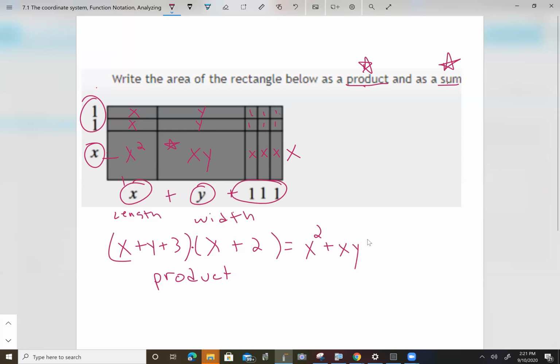Now I have how many of the x tiles? 1, 2, 3, 4, 5. So I have 5 of the x's. I have 2 of the y's. And I have 6 of the ones. So that is how you write the area as a sum.